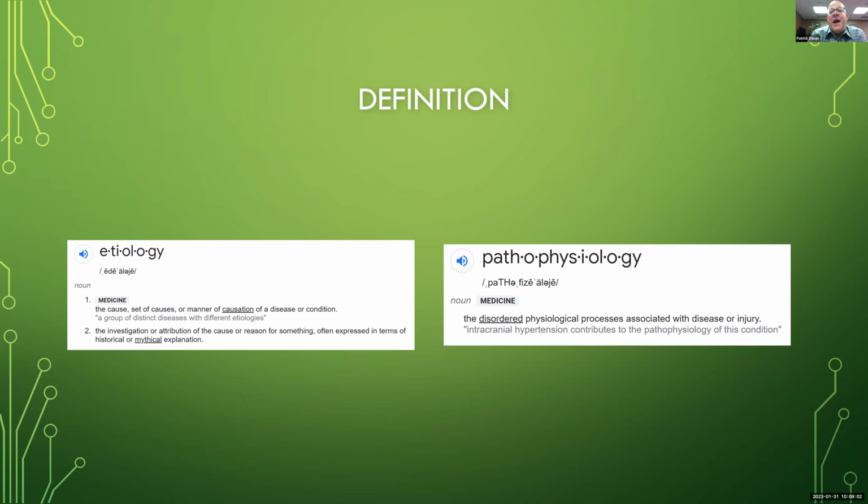Etiology can be the attribute, right? Or of the cause or the reason. But really, pathophysiology is the study or the process of the disordered physiological state that's causing the disease or the illness.